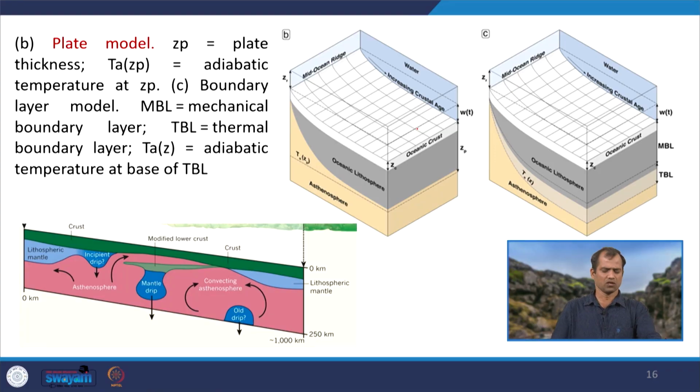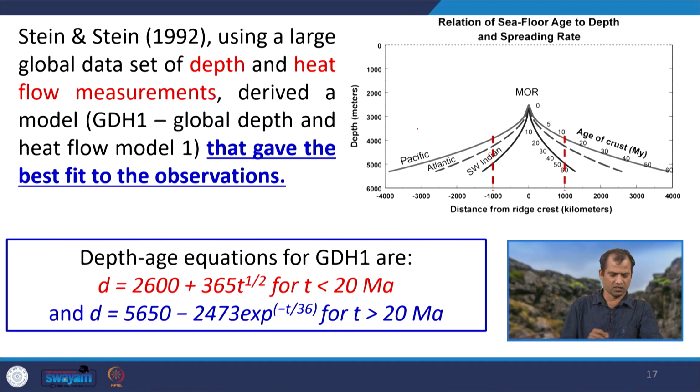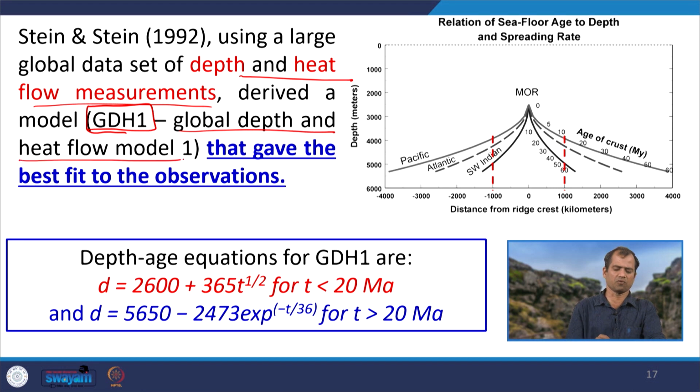So, apart from the half space model and the plate model, there was another model which was proposed. It is called the GDH1 model, the global depth and heat flow model, based on depth and heat flow measurements. This was proposed in 1992. A large global data set was used to reach this equation.